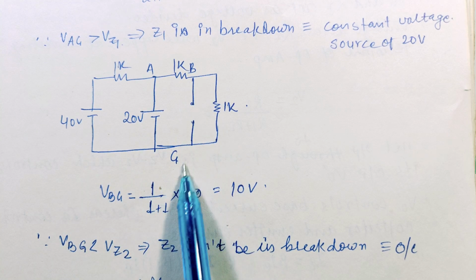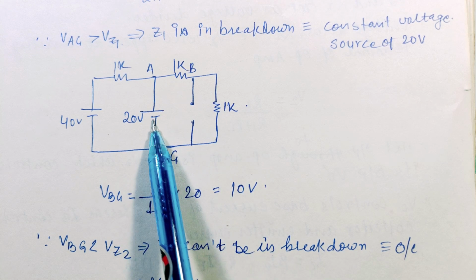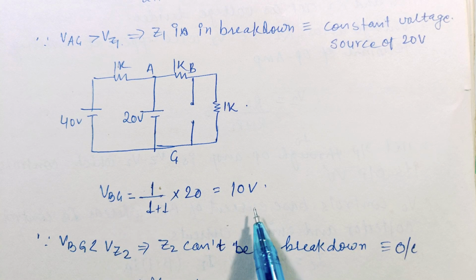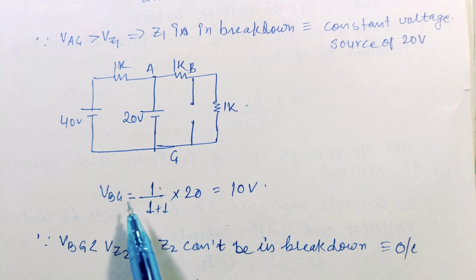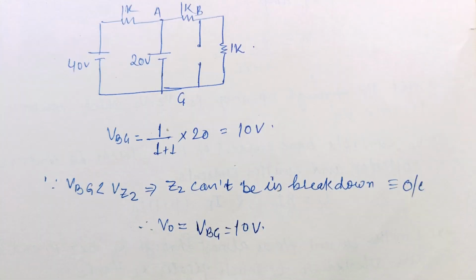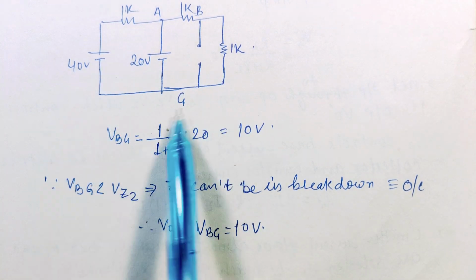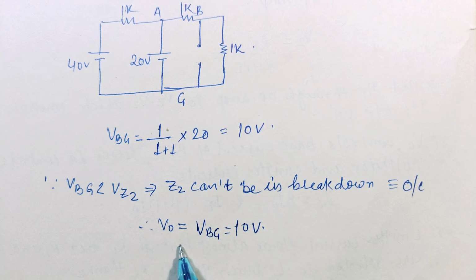Now we will calculate VBG voltage. Here we can see VBG is equal to 1 upon 1 plus 1 into 20 volt. This 20 volt is applied across these two resistances, so this is simply the voltage divider rule. VBG will be equal to 10 volt. Here we can see in the question that VZ2 is 15 volt and we have calculated VBG equal to 10 volt. So VBG is less than the breakdown voltage of Zener diode Z2. So Z2 will not be in breakdown region and it will be open circuited. As Z2 will be open circuited and Z1 will be in breakdown region, this will be our final circuit. Now we can calculate the final voltage V0, that is the voltage across this 1 kilo ohm resistor, which will be equal to VBG, that is 10 volt. So this 10 volt is our answer.